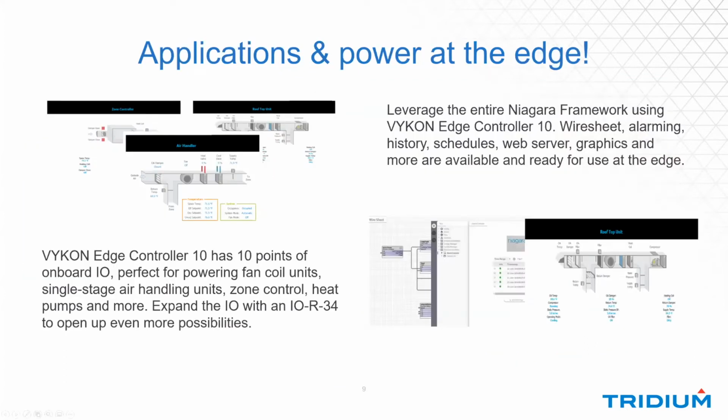Now, this can be used for rooftop units, fan coils, single stage air handling units. There are templates in the EDGE10 controllers that you can use, application templates, graphical templates, anything that you can deploy to make it easier to utilize. It is a BACnet over IP controller, and it can be in the trunk within other controllers as well. I've got two examples of some of the graphics that can be created within that EDGE10 controller. And then it's just 10 points of IO.